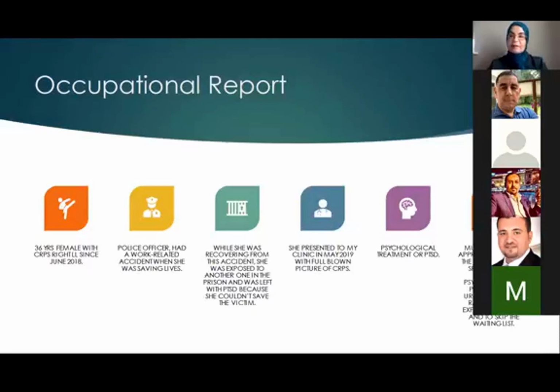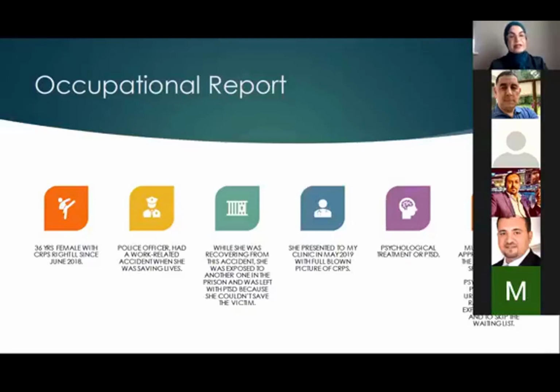Now I'm going to give you a quick case report, an occupational health report, on one of my patients who presented to the clinic when I was working in Dorset University NHS Trust last year. The patient is 36 years old and works in the police, in the prison. The police in the UK asked me to make an occupational report to assess her suitability to come to work, and to conduct her treatment in an expedited manner, because the NHS waiting list is usually very long.